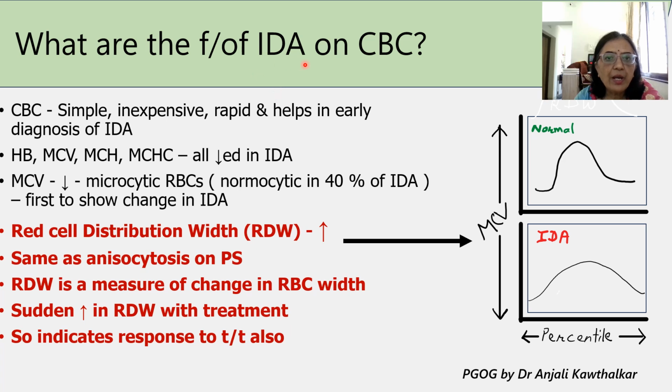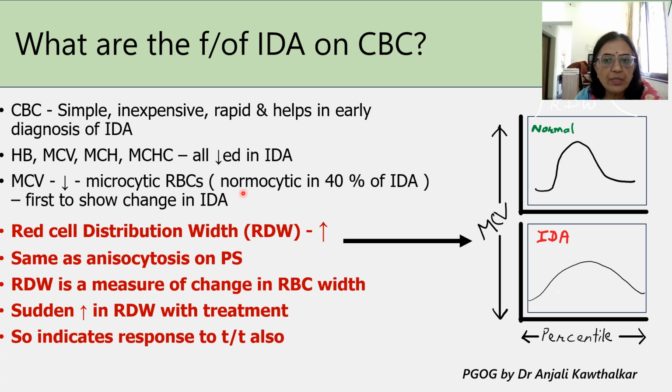What are the features of iron deficiency anemia on CBC? CBC is a simple, inexpensive, rapid test, and it helps in early diagnosis of iron deficiency anemia. CBC includes hemoglobin, MCV, MCH, MCHC. All these are lowered in iron deficiency anemia. MCV is lowered and microcytic RBCs are present.